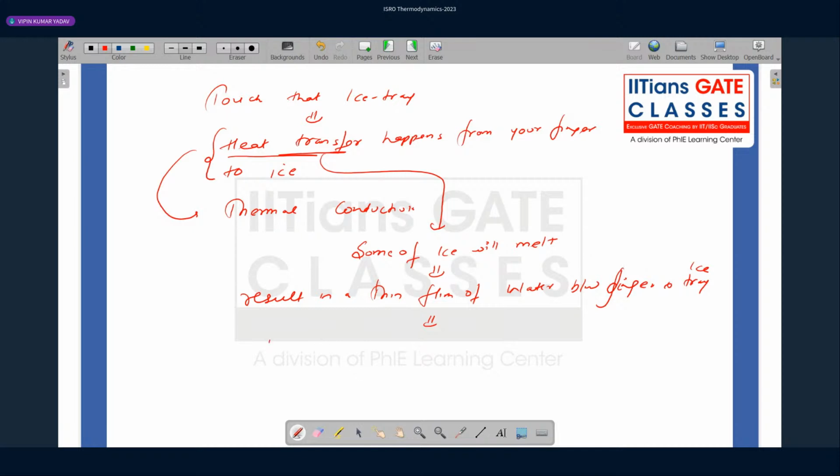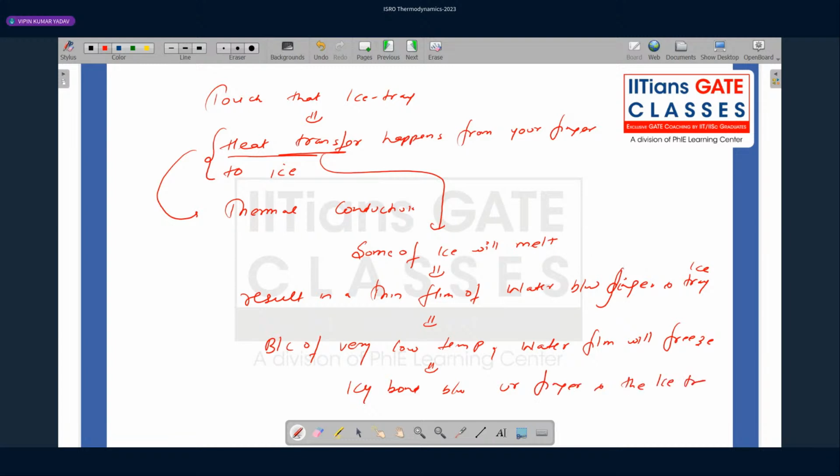Because of the very low temperature, the water film will freeze again and make an icy bond between your finger and the ice tray. And that is the reason you feel that sticky sensation, as if your finger is attached to the ice tray. It is because of this.